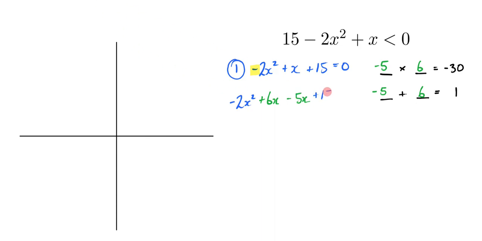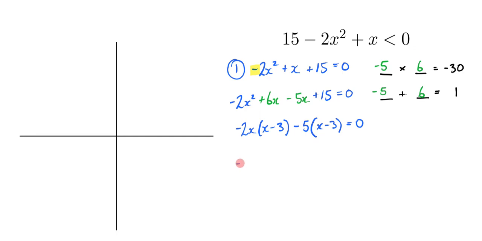plus 15 equals 0. So over here, I'm going to take out minus 2x, and what I'm going to be left with is x minus 3 here. And then over here, I'm going to take out minus 5, and what I'm going to be left with is x minus 3 equals 0. Now let me just double check I've done this correctly. Minus 2x times x is negative 2x squared. Negative 2x times negative 3 is plus 6x. Minus 5x times x is negative 5x, and negative 5 times negative 3 is plus 15. Everything looks good here, and I should immediately know I've done it correct because I've got x minus 3, x minus 3, so everything looks good.